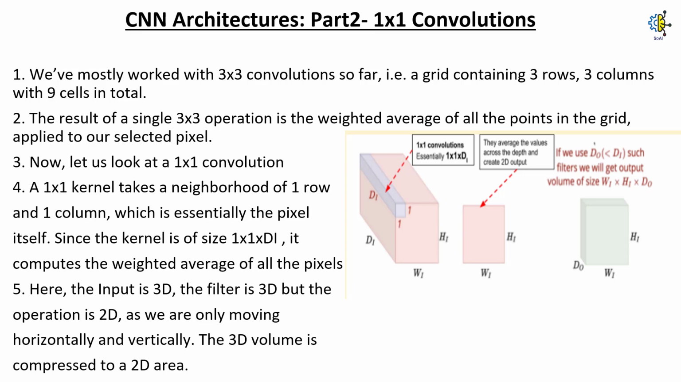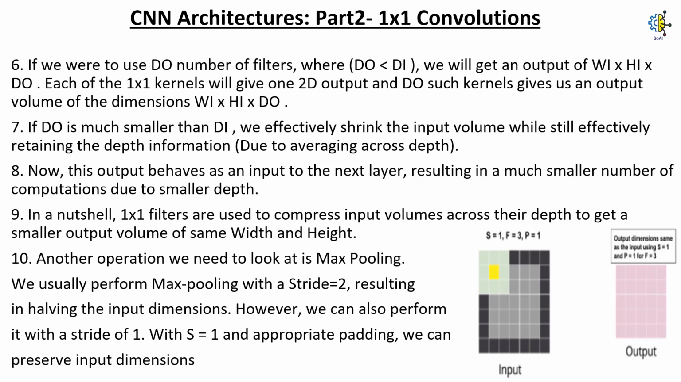Here, the input is 3D, the filters are 3D, but the operation is 2D. As we are only moving horizontally and vertically, the 3D volume is compressed to a 2D area. If we were to use d_out number of filters, where d_out is smaller than d_i, we will get an output of w_i, h_i and d_out.